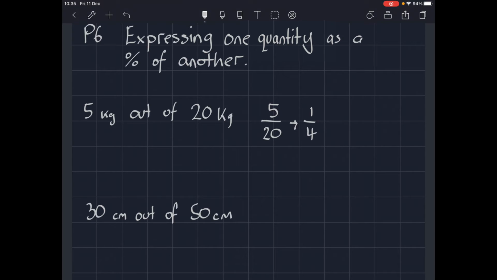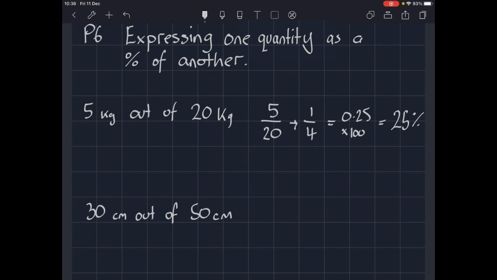So a quarter, we should know that this is 0.25 as a decimal number. And to convert that into a percentage, we times it by 100, so it's 25%. So that's one way you could tackle this problem.